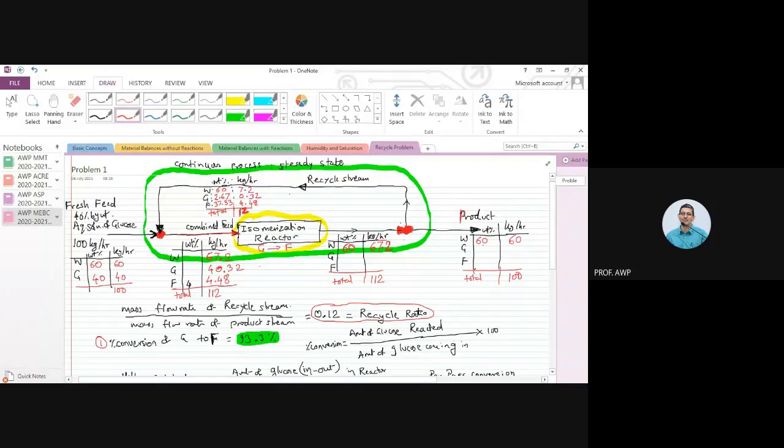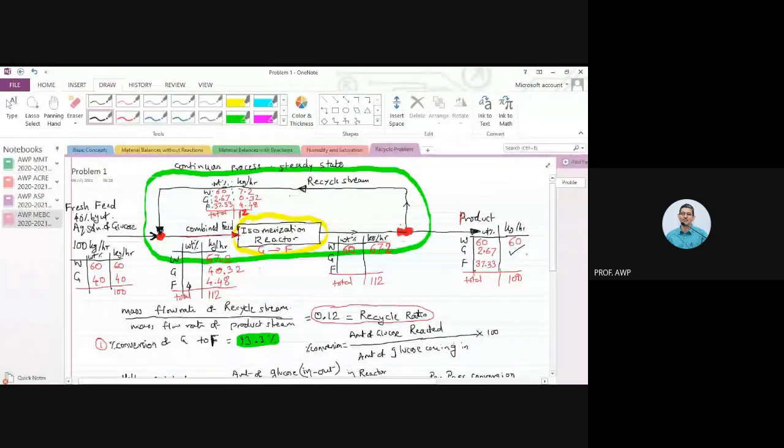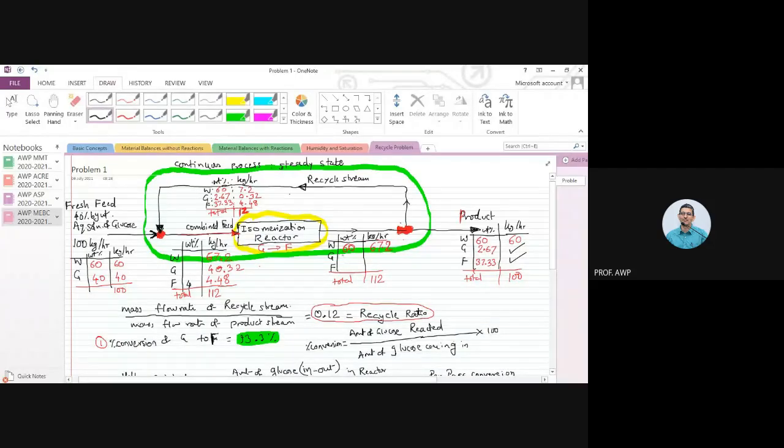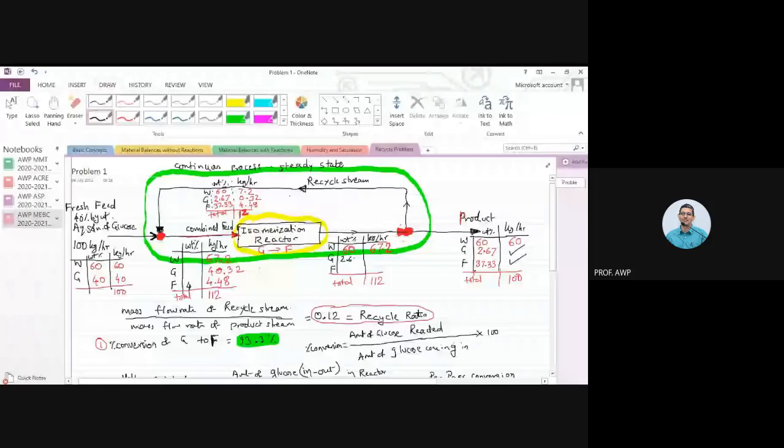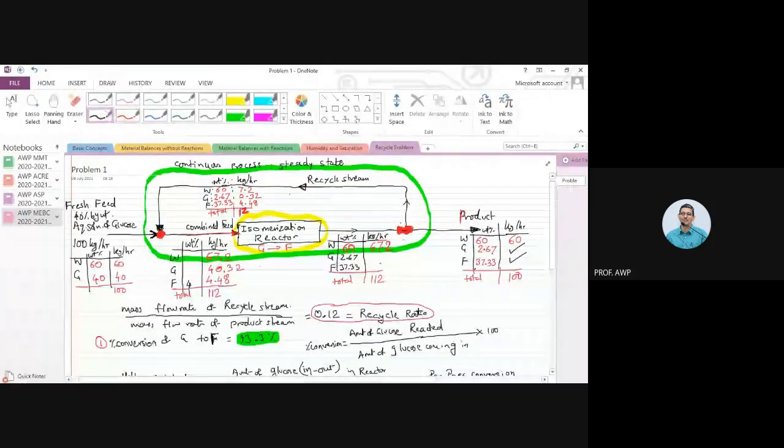Then the weight percent of water is 60%, glucose must be 2.67% by weight, and fructose would be 37.33% by weight. Obviously now we know the weight percents and we know the total quantity, so we can get kg per hour here. And this stream coming out of the reactor must also have 2.67 weight percent glucose and 37.33 weight percent of fructose. We know the composition, we know the total quantity, so we can calculate the kgs per hour.